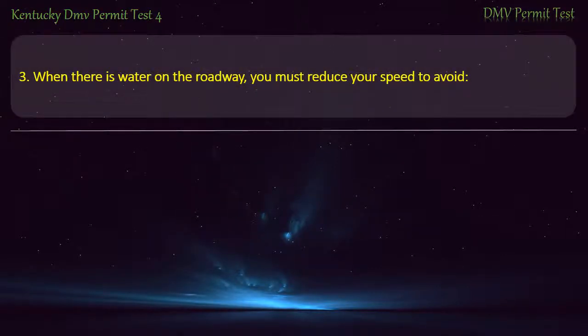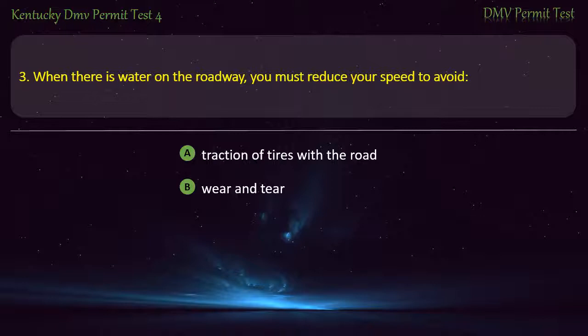Question 3. When there is water on the roadway, you must reduce your speed to avoid traction of tires with the road, wear and tear, hydroplaning, overheating of tires. Answer. Hydroplaning.